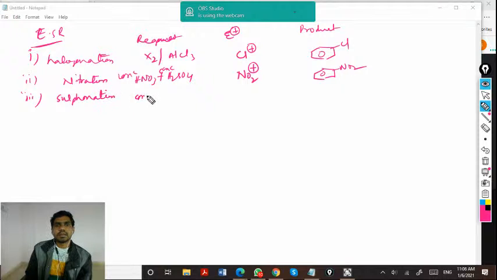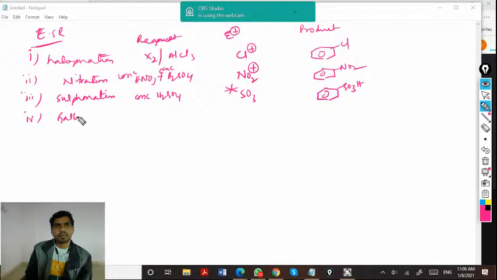Next, we have seen sulfonation, and the reagent will be sulfuric acid. The electrophile will be neutral. This is a specialty. The resulting product will be sulfonic acid.